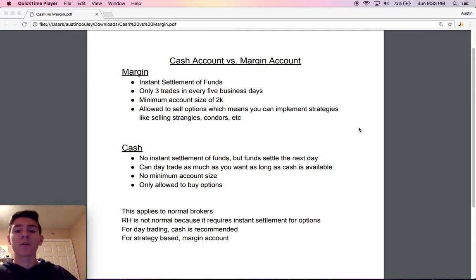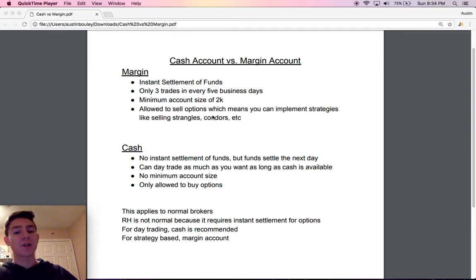The minimum account size is $2,000. You have to stay above that. And when you have a margin account, you're allowed to sell options, which means you can implement strategies like selling strangles and condors. Selling options opens you up to unlimited risk, because when you buy options you have unlimited upside potential, but when you're shorting an option, which means you sell it first, you basically have unlimited loss. So that's why you need a margin account for that.